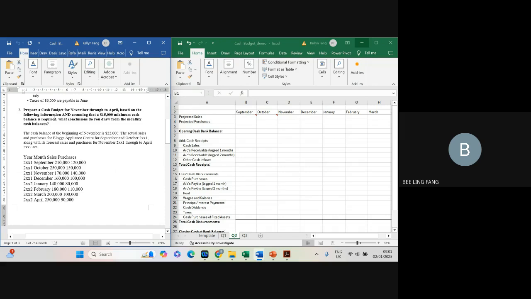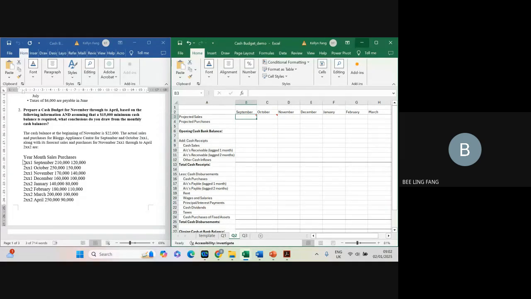Based on the following information, assuming that a 15,000 minimum cash balance is required, what conclusion do you draw from the monthly cash balance? The cash balance at the beginning of November is 22,000. The actual sales and purchases are for September and October, and the forecast is given here. So we start with the projected sales. Basically, this is the actual sales, because the budget is for November, which means September and October are actual sales. So we start with the sales here.